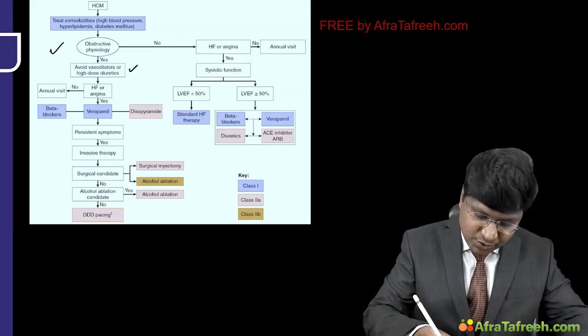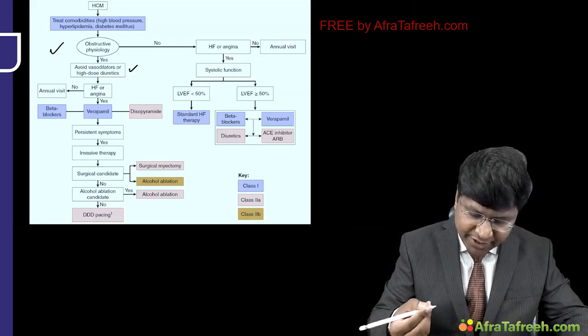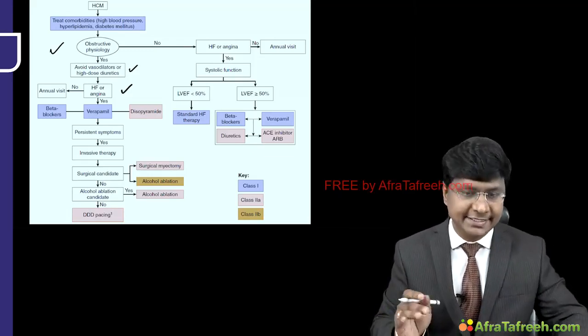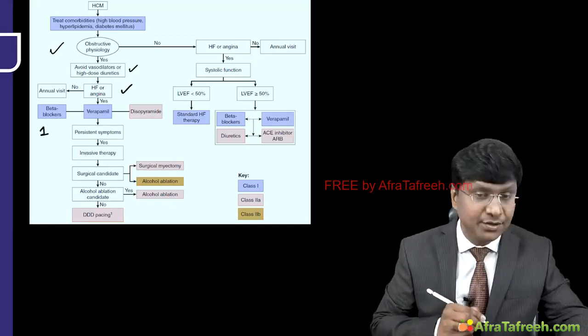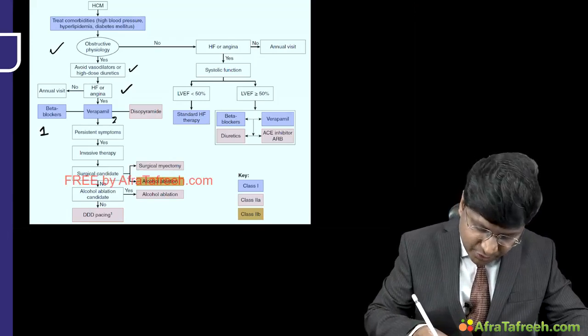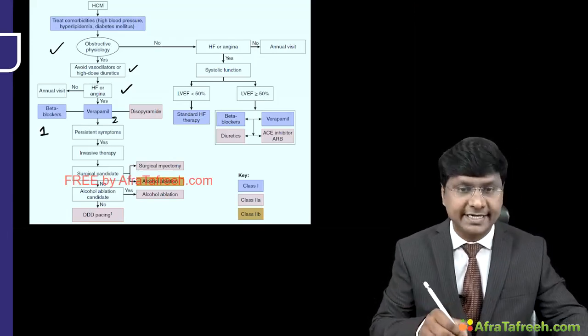Okay, right. So now, what are the drugs that you need to start with? If there is heart failure or angina, the first line drug will be beta blockers. And if beta blockers are contraindicated, then you need to give the L-type calcium channel blocker, that is verapamil.